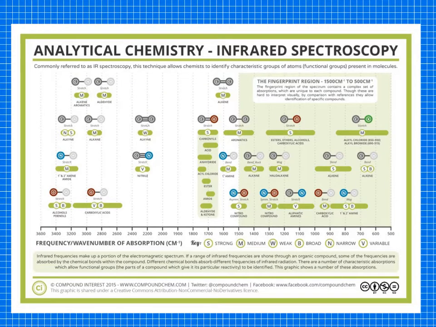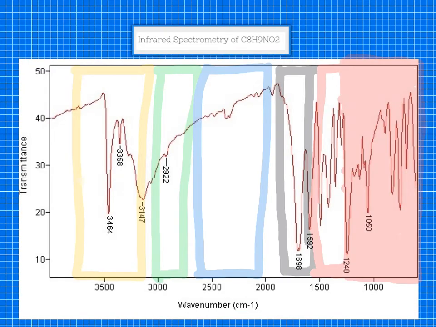This is the diagram that we're going to be using to analyze our infrared spectroscopy in this video, and we're going to use this to figure out what functional groups we might have present in our molecule. The next thing we're going to look at is the IR spectra produced by C8H9NO2, and we're going to be looking at 5 different regions here.